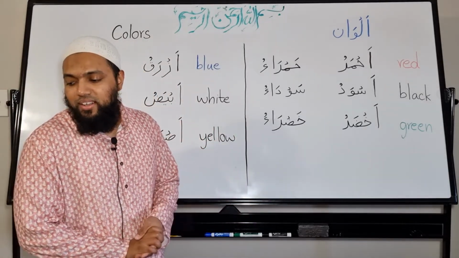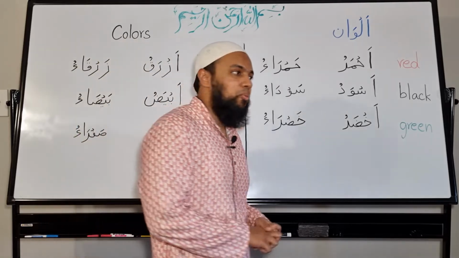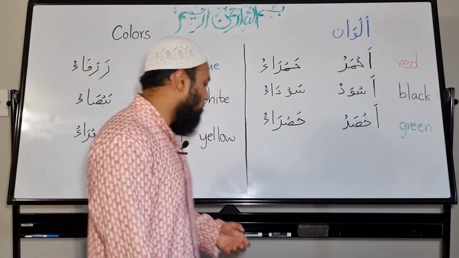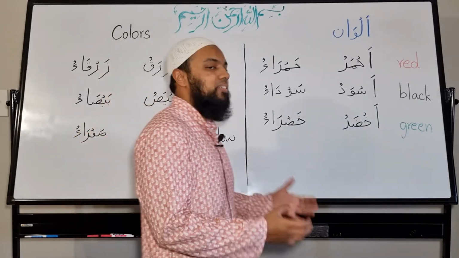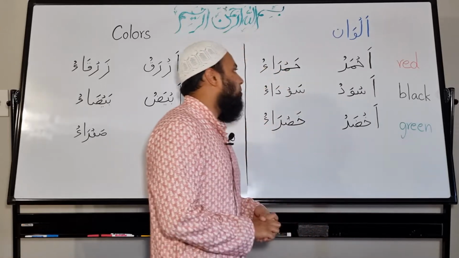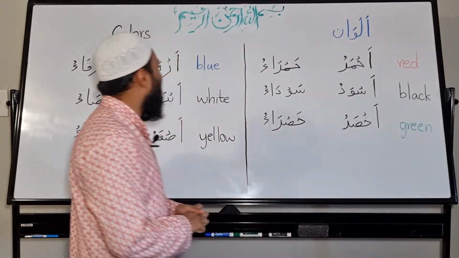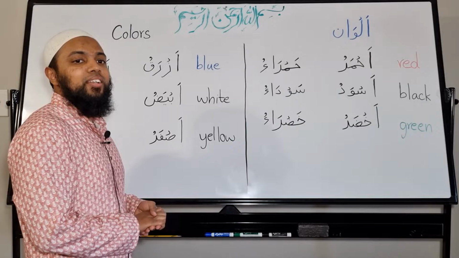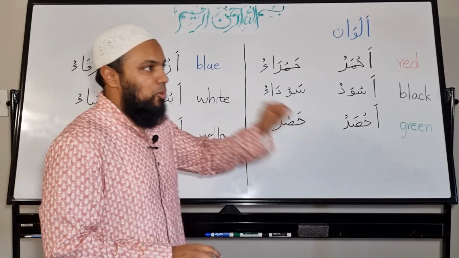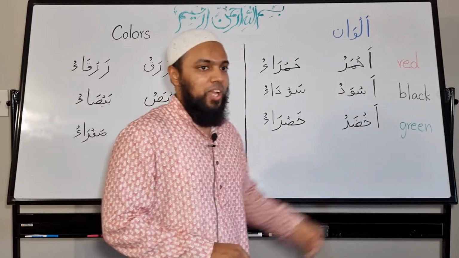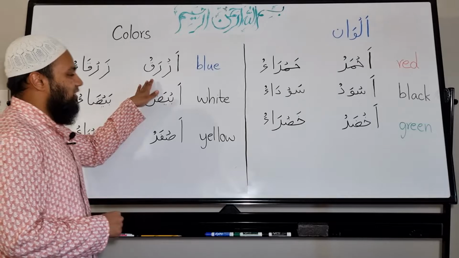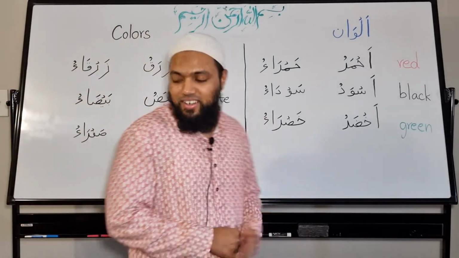If I want to say the handkerchief is blue, the Arabi for that is mindilun. Mindilun means a handkerchief. So what would be the Arabi for the handkerchief is blue? Mindilun would be al mindilu azraqu. Why? Because it is muzakkar.